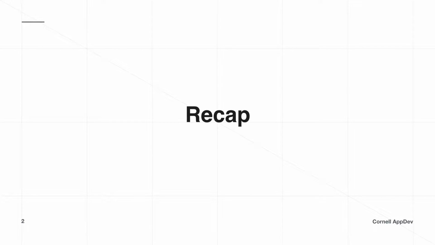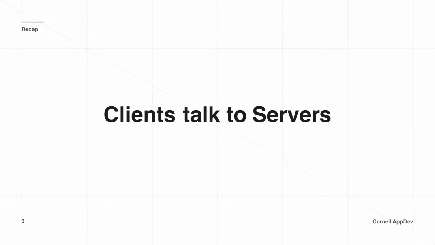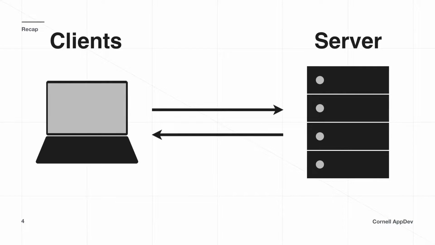Alright, so first, a recap on what we've gone over so far. Beginning of it all, clients talk to servers. So we have a computer, and it's communicating with the server via requests and responses. The client sends requests, the server does some stuff, and gives back a response with the data or indicating the success or failure of the request.